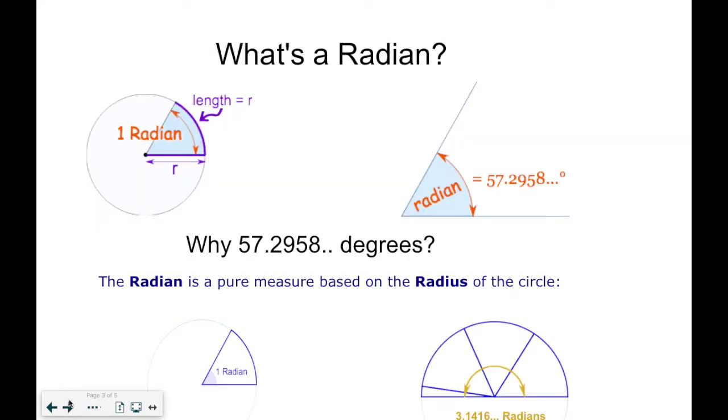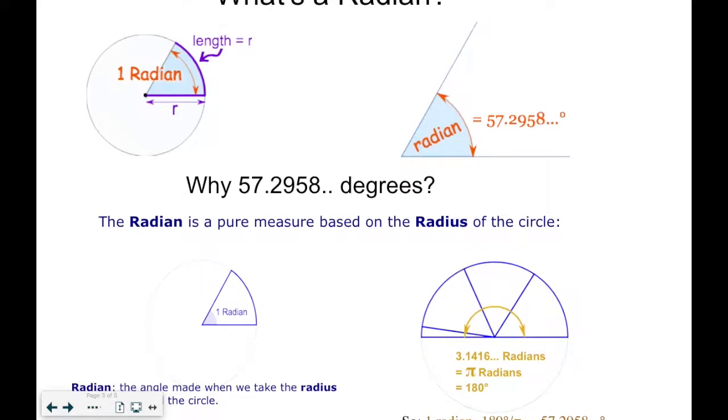What is a radian? A radian is a pure measure based on the radius of the circle. So you take the radius of the circle and you put it along the circumference of the circle. The distance of the radius along the circumference equals the radian.